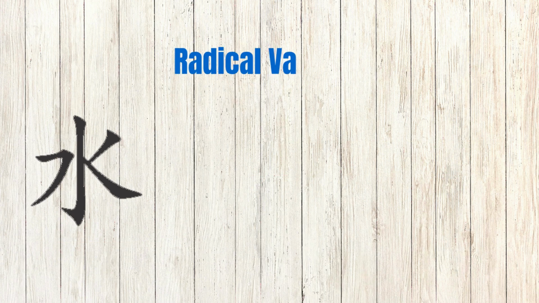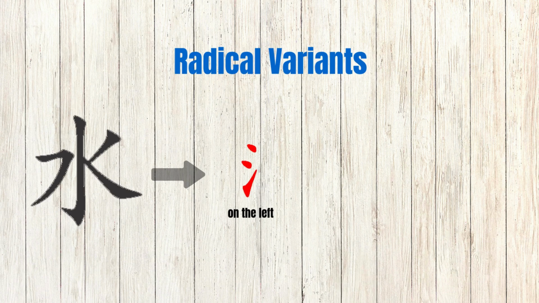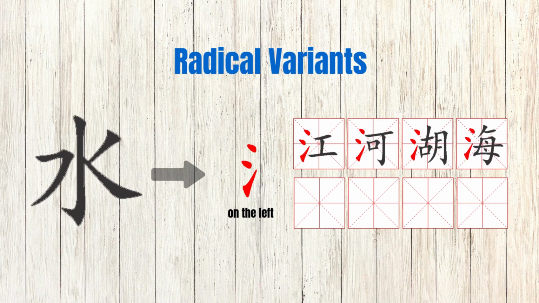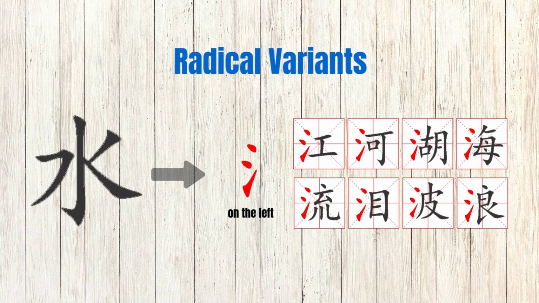When the character 水 is used as a radical, it usually appears on the left side of other characters. It is used as a symbol like this. Whenever you see a character with this radical, it often relates to something connected with water.